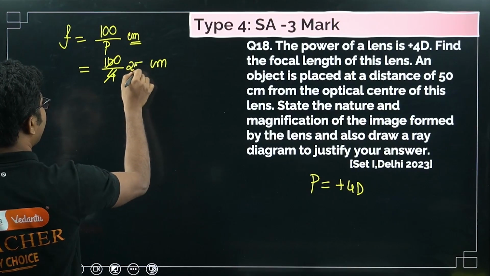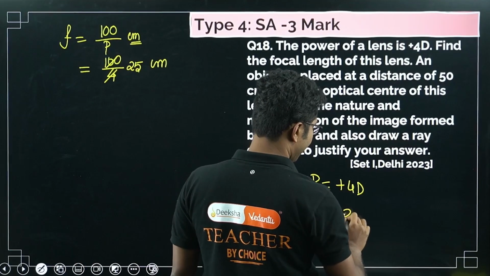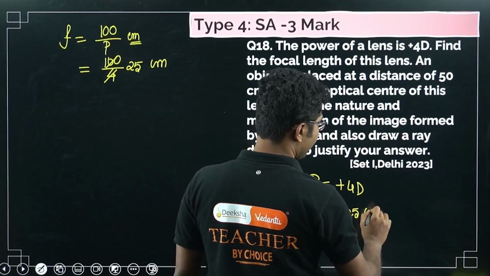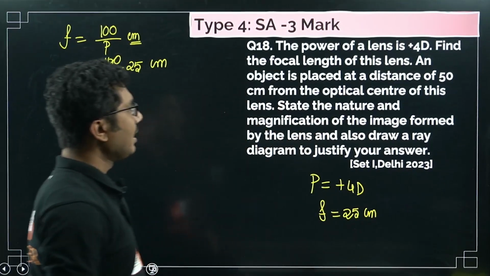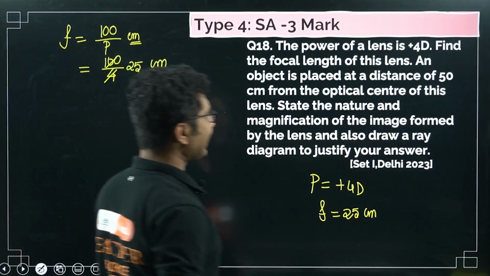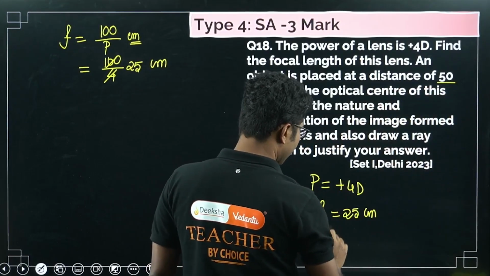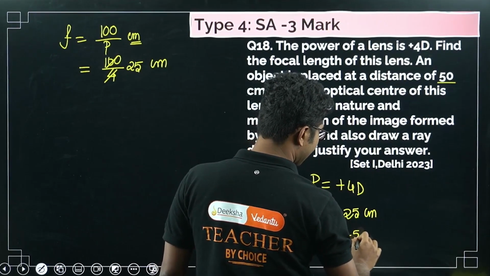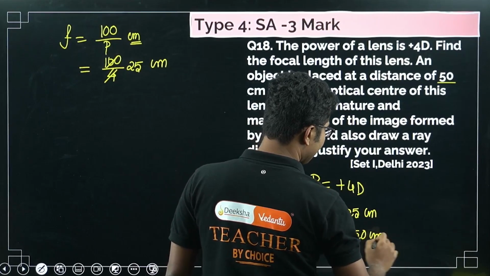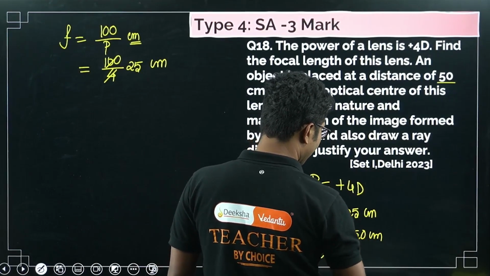So it will be 25 centimeters. So focal length is 25 centimeter. Okay, an object is placed at a distance of 50 centimeter. So u equals minus 50 centimeter, but as you can see from this, u is basically 2f magnitude wise.